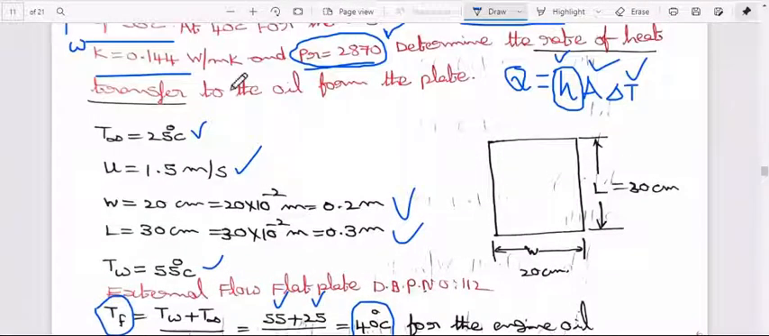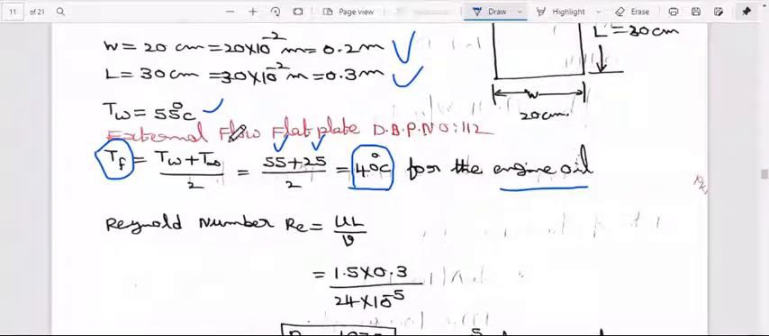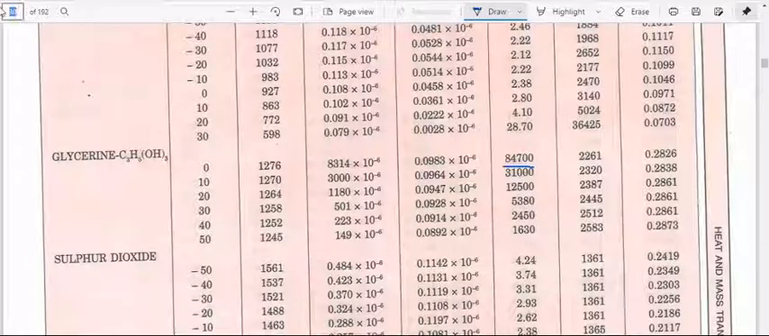So now we need to consider the external flow from data book page number 112.